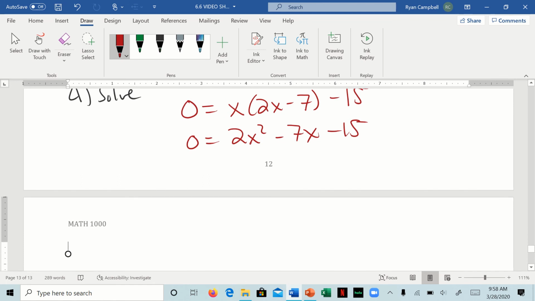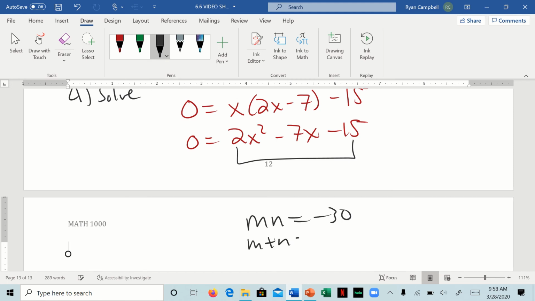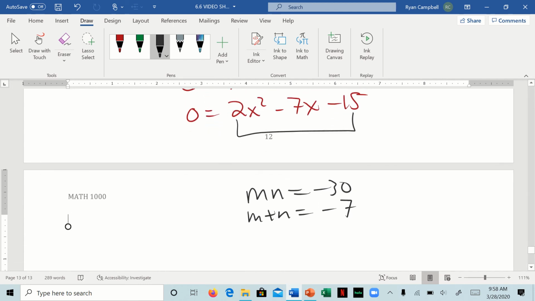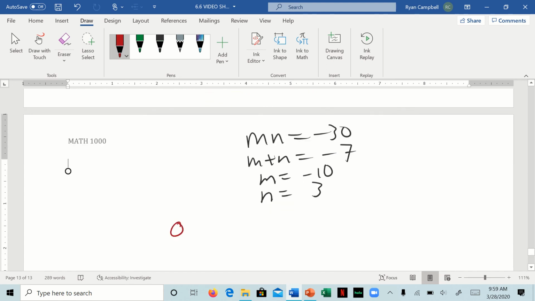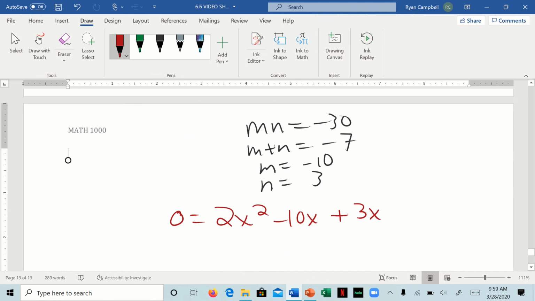All right. To factor, we'll need to do it by grouping. So what two numbers multiply to get you negative 30 and add to get you negative 7? If you go through all of them, hopefully you can see the two numbers are going to be negative 10 and positive 3. All right. So we rewrite it: 0 equals 2x squared minus 10x plus 3x minus 15.